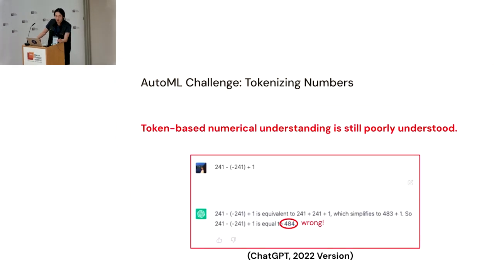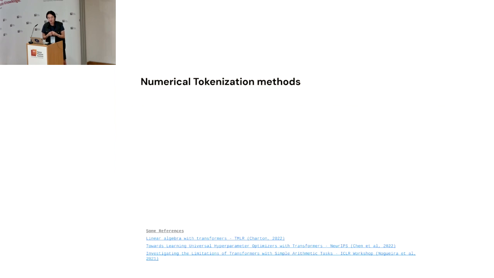However, a key issue here is that token-based numerical understanding is still very poorly understood. So this is a screenshot from ChatGPT in 2022. I wouldn't know how it is in 2023, but I think the point still stands, right? Someone sends in a basic math problem, and the AI got it wrong. It cannot do certain basic addition sometimes. And so there's this mysterious problem where the question is, is this a problem with tokenization?